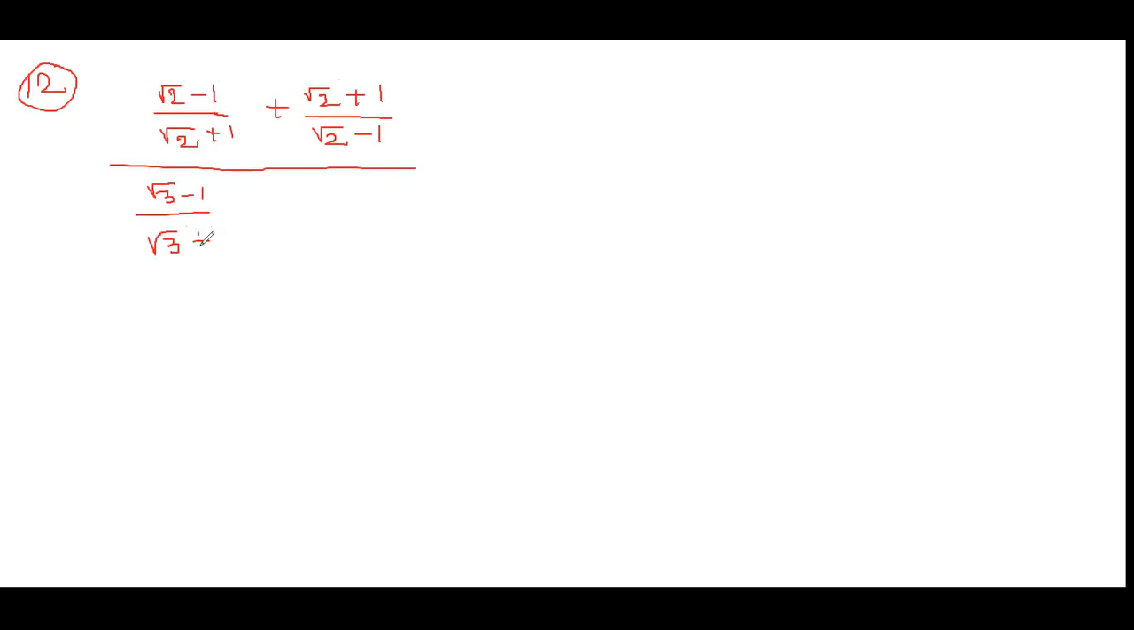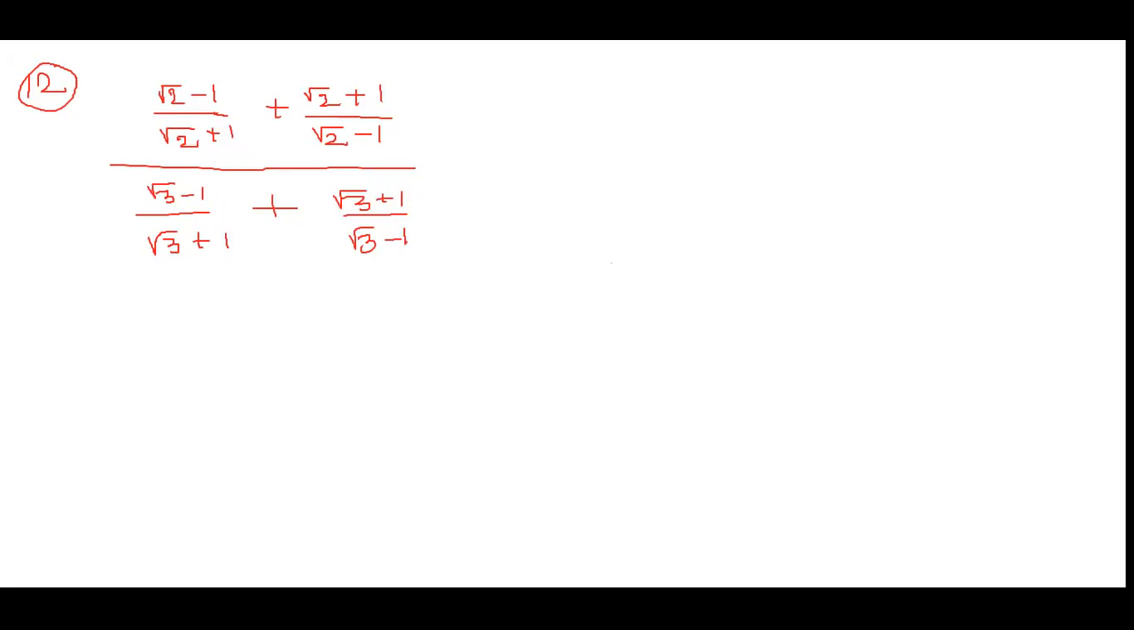See, question number 12. The question is: (root 2 minus 1 by root 2 plus 1 plus root 2 plus 1 by root 2 minus 1) whole divided by (root 3 minus 1 by root 3 plus 1 plus root 3 plus 1 by root 3 minus 1). This is the question.